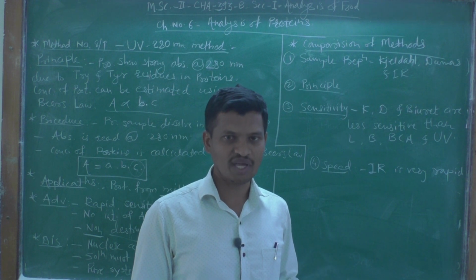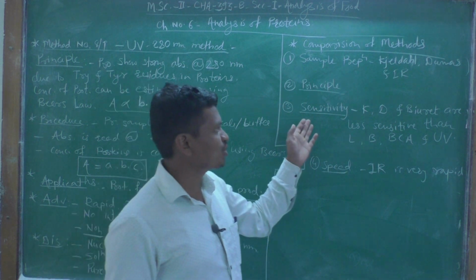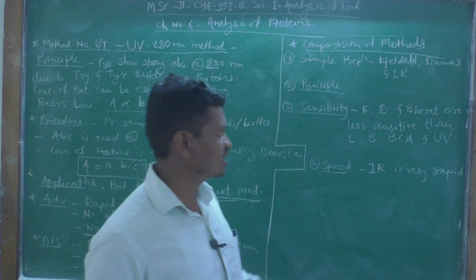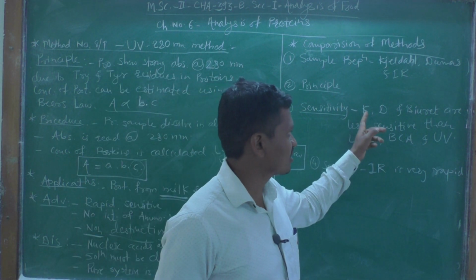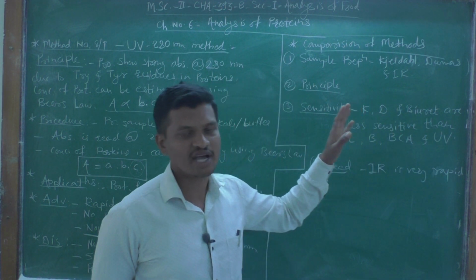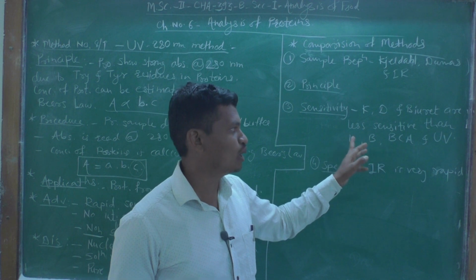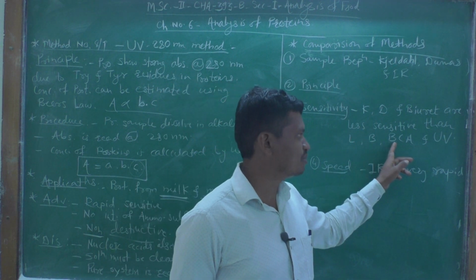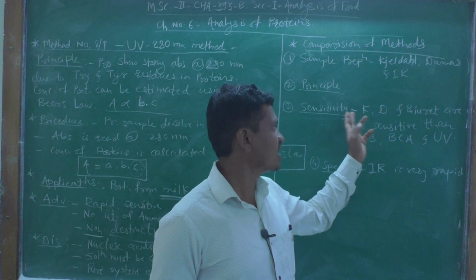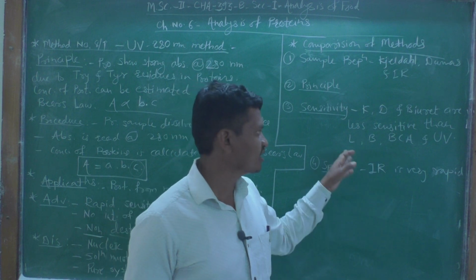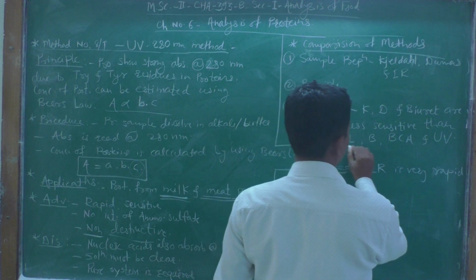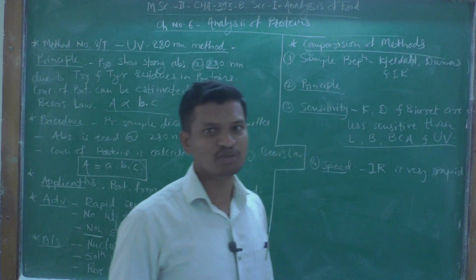Then the next point is sensitivity. Related to sensitivity, the first three methods, that is Kjeldahl, Dumas and Biuret methods, are less sensitive than the Lowry, Bradford, BCA and UV methods. So these three methods are less sensitive than the latter ones. Lowry, Bradford, BCA and UV methods are more sensitive methods.